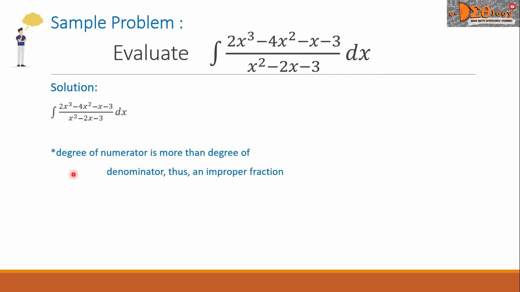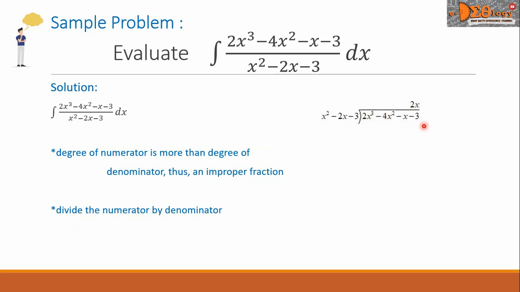Take note that the degree of numerator is more than degree of denominator. Thus, this is an improper fraction. In this case, the first step is to divide the numerator by denominator. It means the numerator is the dividend, the denominator is the divisor.